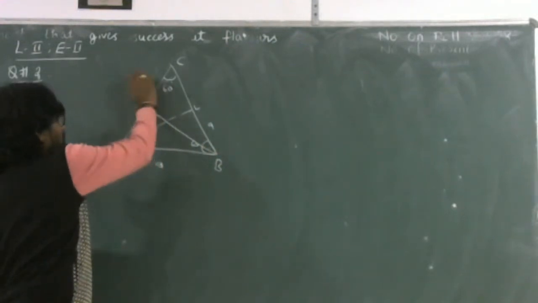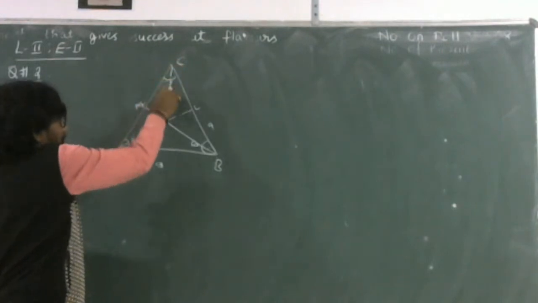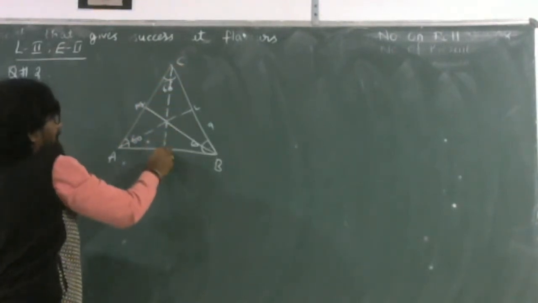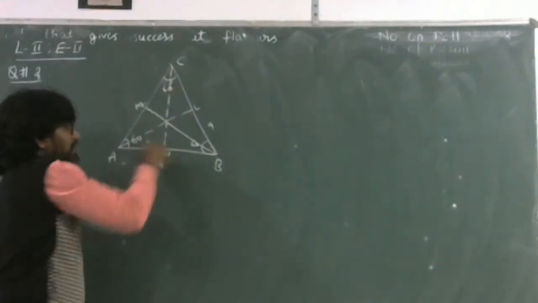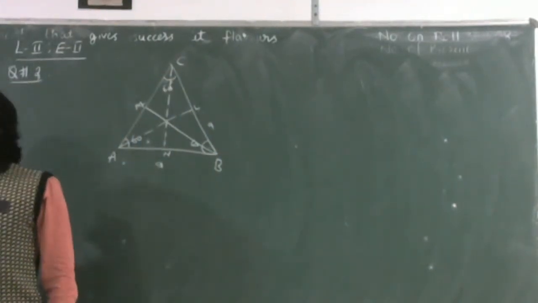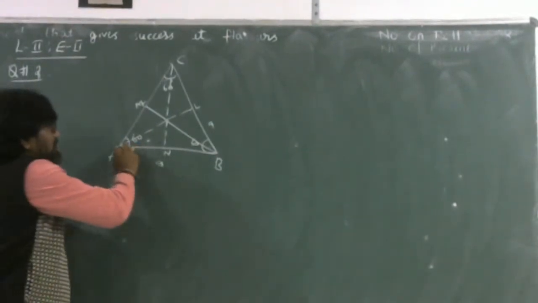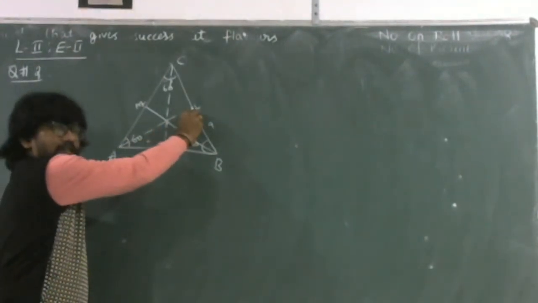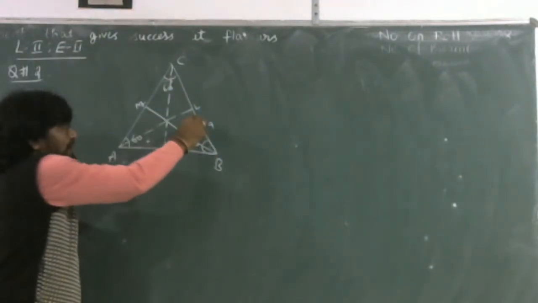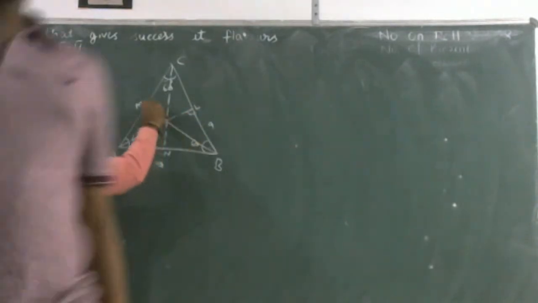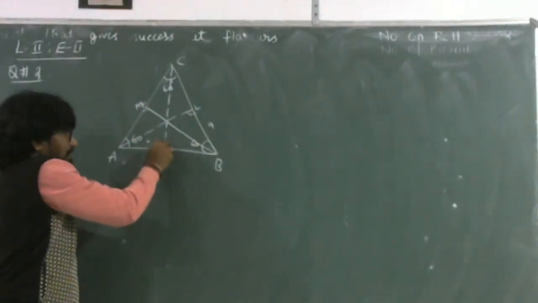So this point is marked as M, and from C, if you draw a perpendicular line, this will be named as N. So AL, BM and CN are the medians. Median means this line will intersect the opposite side so that it is perpendicular, so this angle will be 90, and this also will be 90, and this also will be 90.